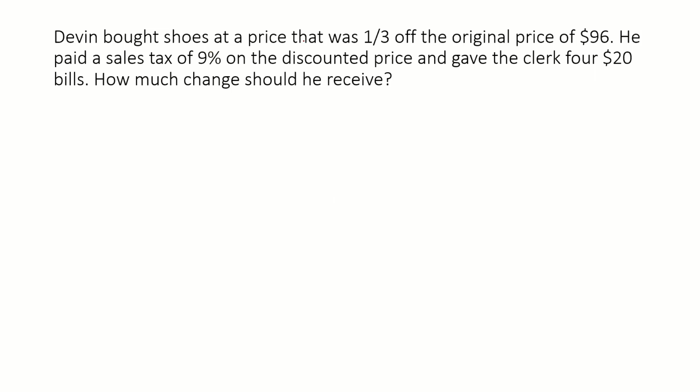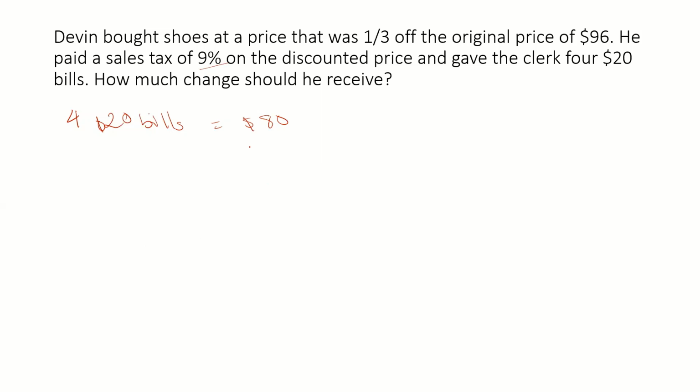Devin bought shoes at a price that was 1/3 off the original price of $96. He paid a sales tax of 9% on the discounted price and gave the clerk 4 $20 bills. How much change should he receive? So 4 $20 bills pretty much means that he paid the cashier $80, right? 4 times 20. And now we should see how much the price of the shoe was. It'd be easier to find the price of the shoe before the 9% sales tax.